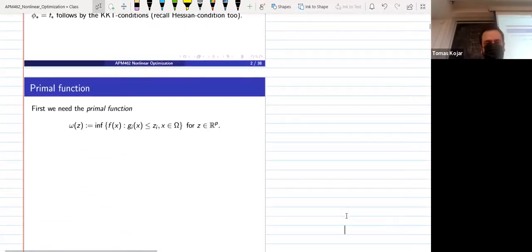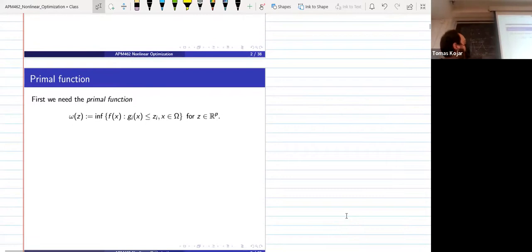So what am I doing? Yes, the geometric point of view. If you Google duality, you're going to see some fancy pictures with hyperplanes and some curve. I'm going to explain those pictures today so you know what's going on. We need the following object called the primal function. This also goes under the name sensitivity analysis.